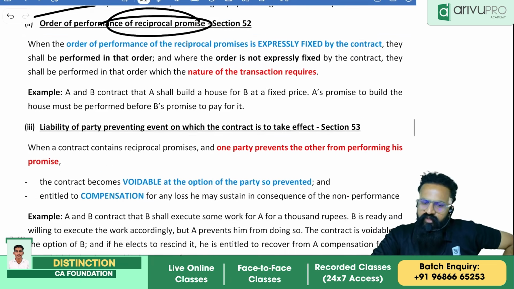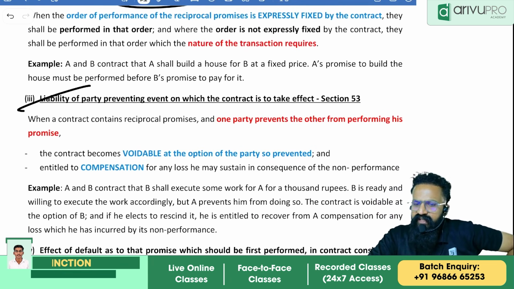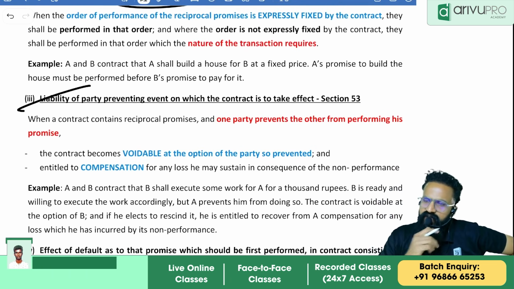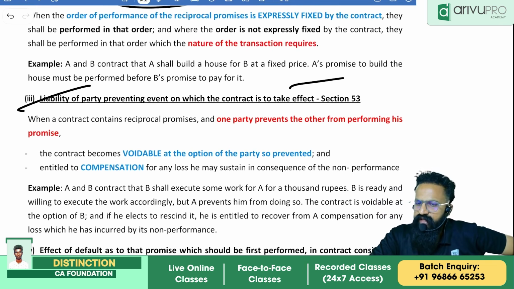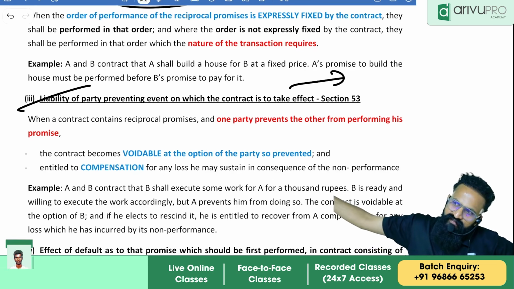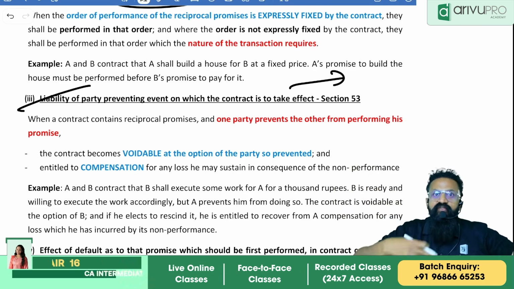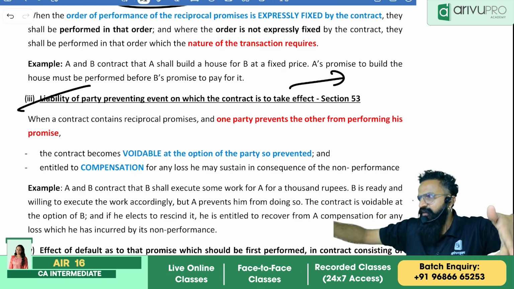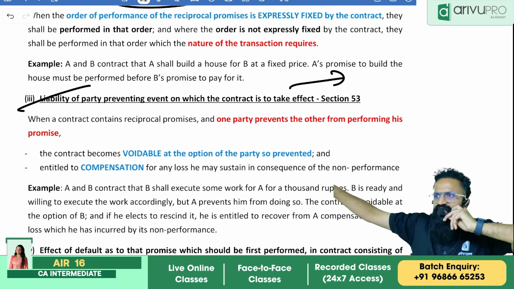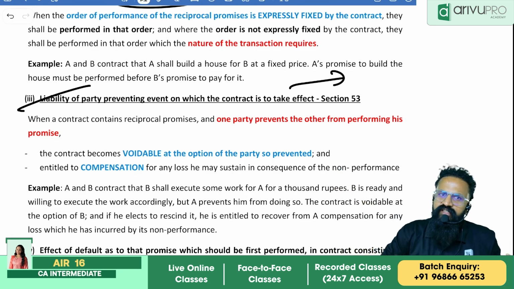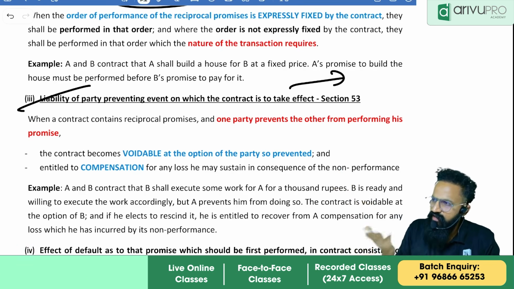Yes. Next one is liability of party preventing event on which the contract is to take effect. This can also be considered as negligence. I told you, you come tomorrow. You remember the electrician now. We said we will give raw material. The electrician came. We stopped him from performing the contract. What can the electrician do? The electrician can claim compensation. He can even cancel the contract. Voidable.